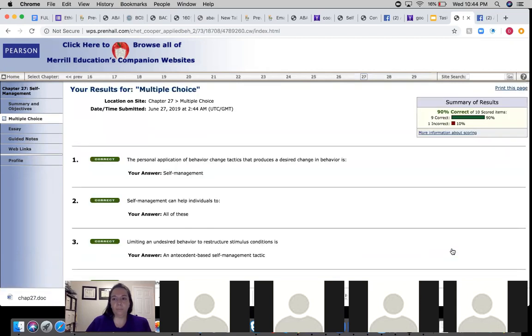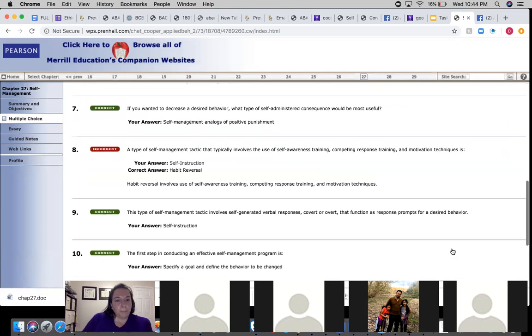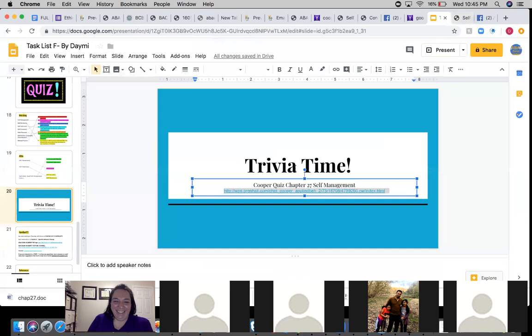Okay, 90. Let's see what we got wrong. I was going to say that one. That one was habit reversal. It says habit reversal involves use of self-awareness training, competing response training, and motivation techniques. Oh yeah, right there, competing response training. That's the incompatible part. That's okay, guys, you did great. You still would have passed the exam, 90%. Yeah, we all passed.